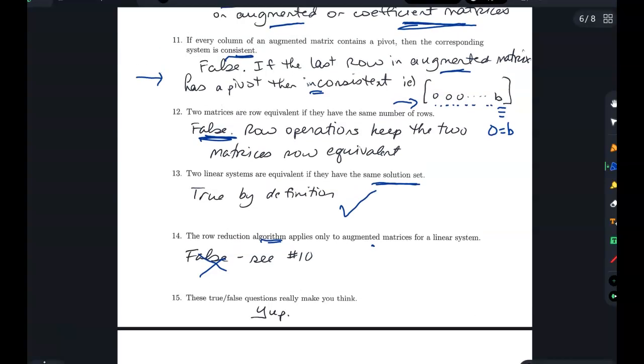And do they make you think? Yes, they do. They're a little challenging.